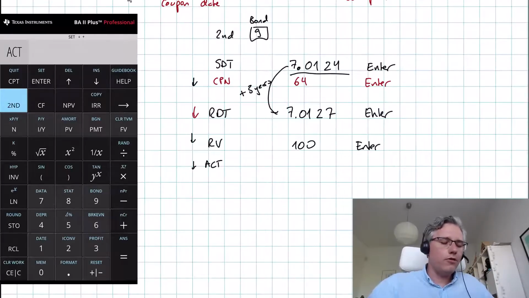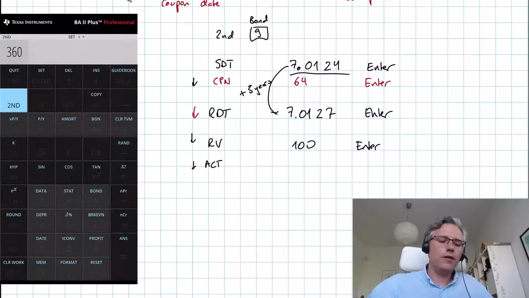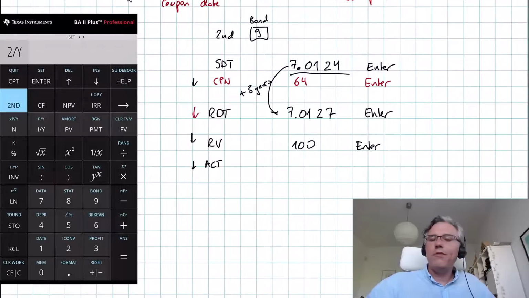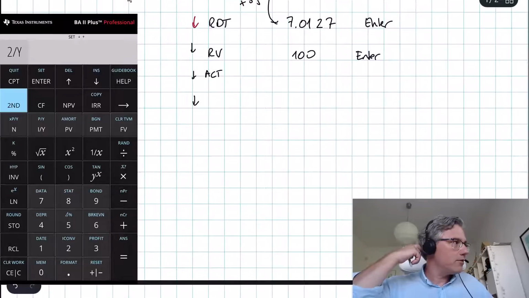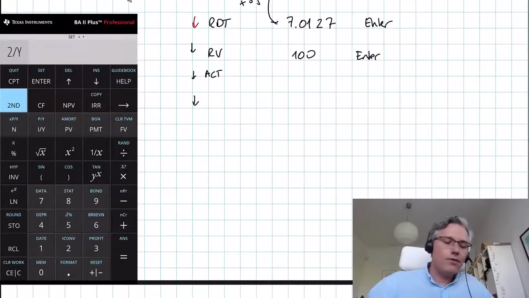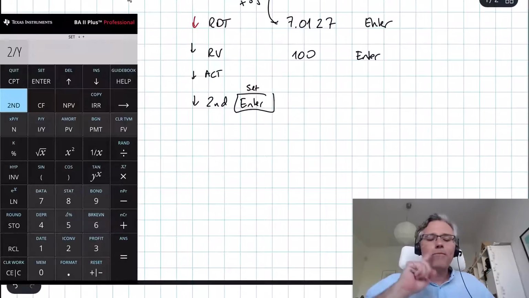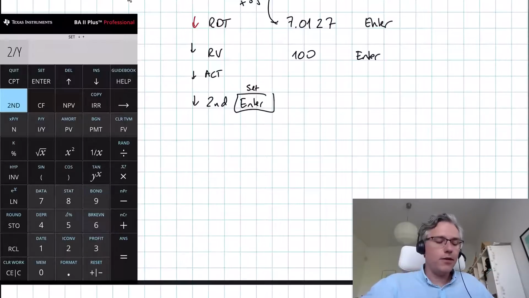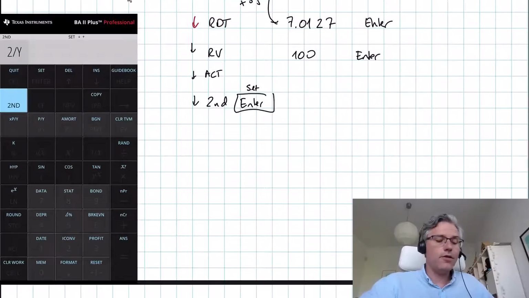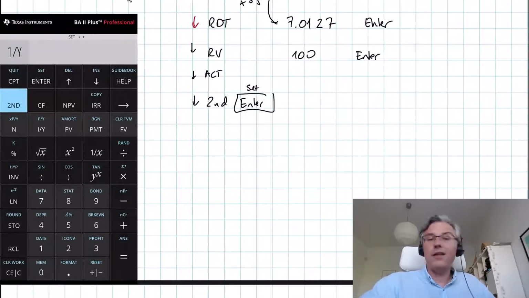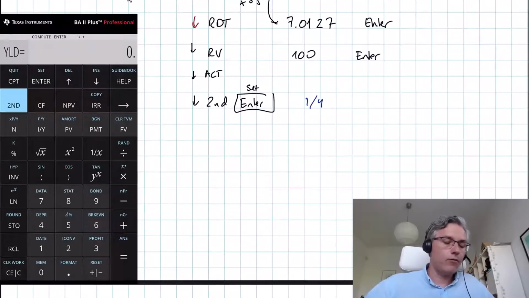You can change the convention by pressing second followed by set. I'll go back to actual, which is the default. How many coupons are being paid per year? Well, in my case, I'm assuming annual coupon payments, so I'm going to press second followed by the enter key, which has set above it, and I know set is the relevant one to use now because my calculator is showing that at the top of the display. If you want to change it, go to the set function, which is the secondary function of enter. Okay, and I've got 1 over y now, which is what I want, once per year.